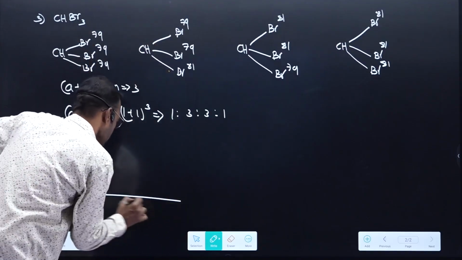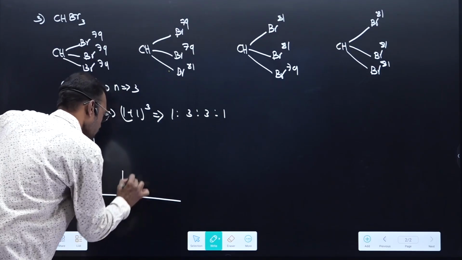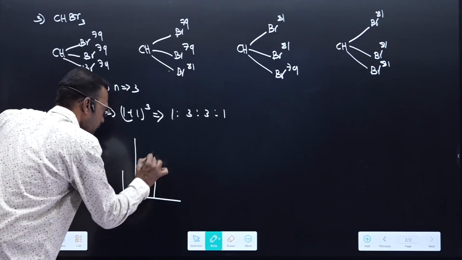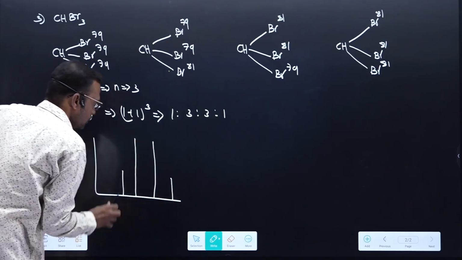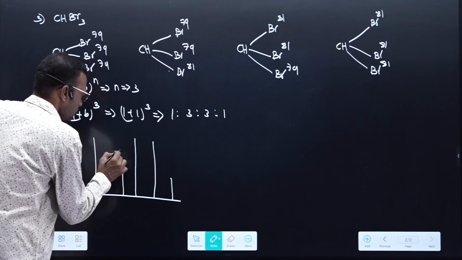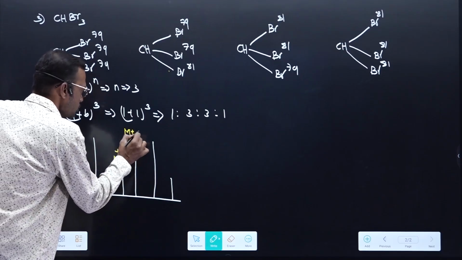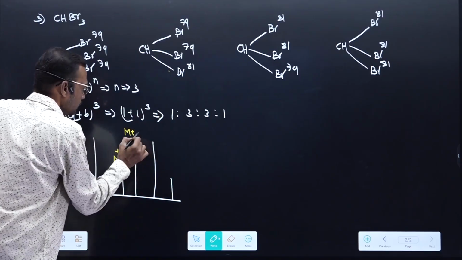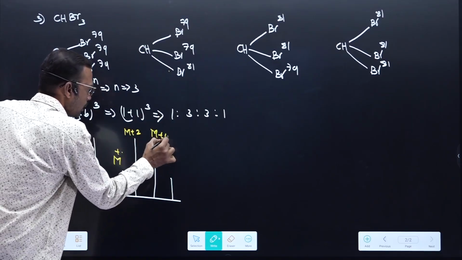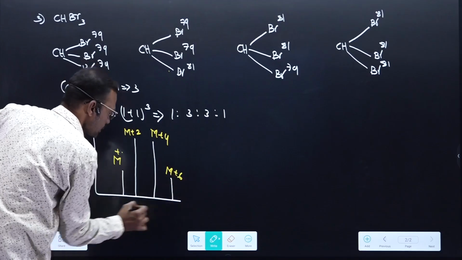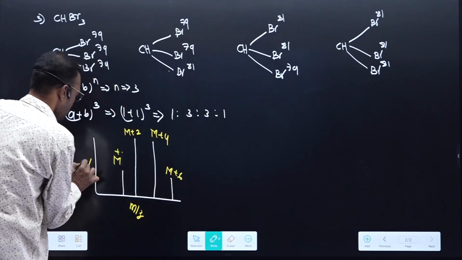So you will get it like this. This is the molecular ion, 1 by 3rd. Here 1 by 3rd. And here this one. So with respect to the molecular ion, this is almost 3 times higher. M plus 2, M plus 4, and here M plus 6, and this is m by z, and here percentage of intensity.